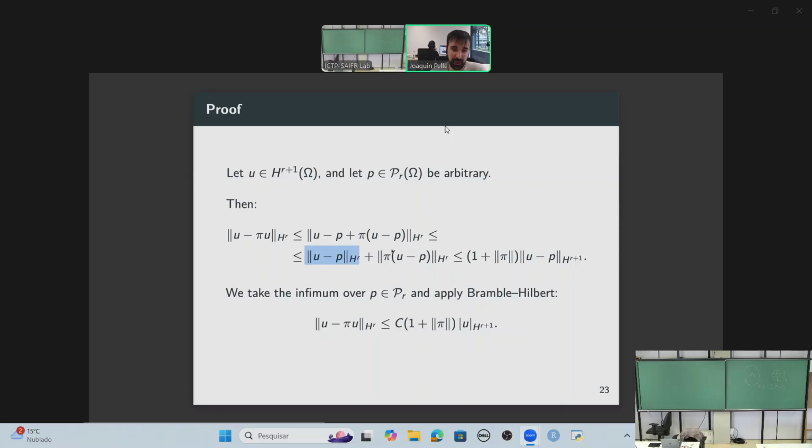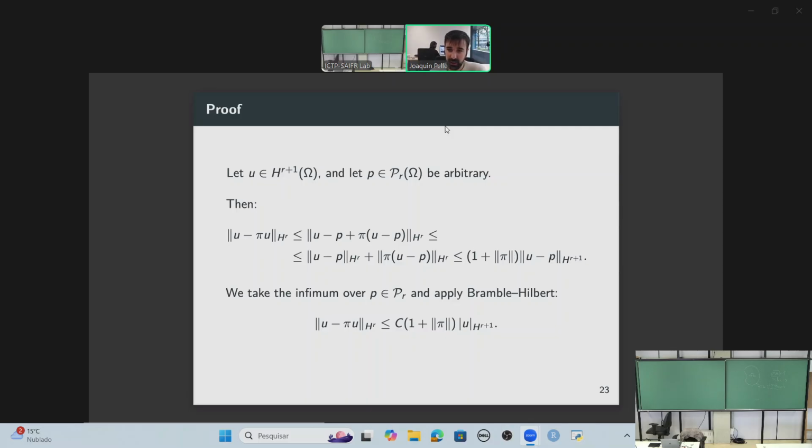Essentially, we take this on the one hand and this on the other hand, and this term here can be further bounded by essentially the norm of the projection pi times the norm of u minus p. So what we have in the end is essentially 1 plus the norm of the projection pi times the norm of u minus p. And this thing appearing here is the reason why the constant in the corollary also depends on the norm of the projection itself. It's still good enough.